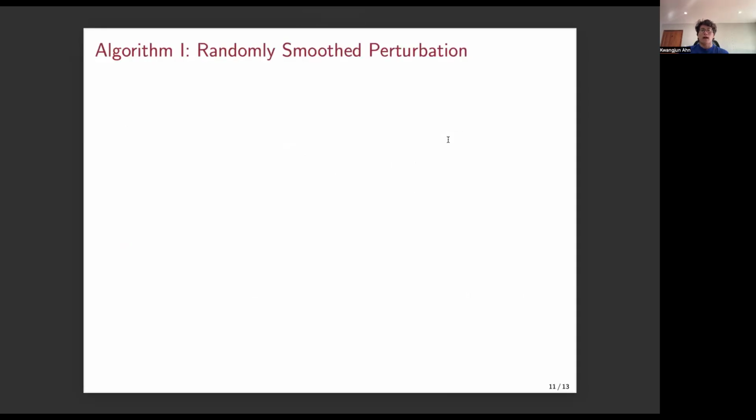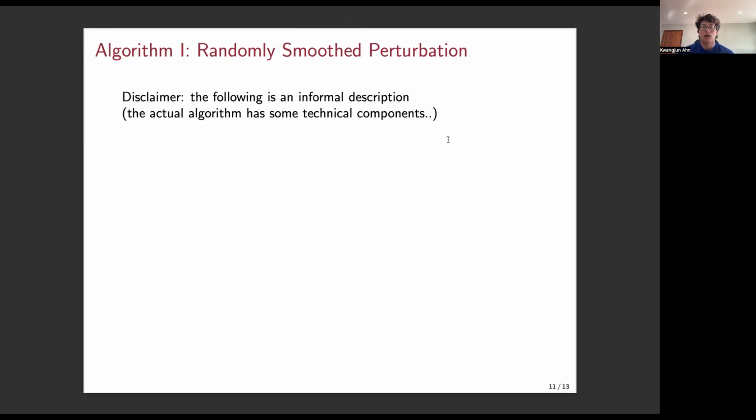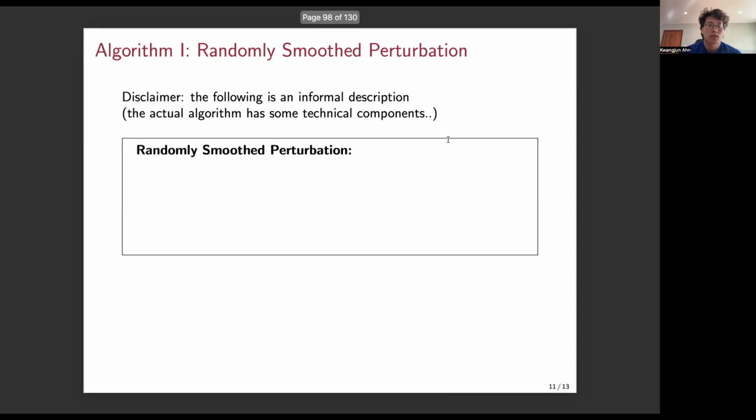So let me move on to what our algorithm looks like. First algorithm for generic training loss is called randomly smooth perturbation. And the description I'm going to provide for this slide and the following slide is informal, and the actual algorithm has some technical components. So for details, please see our paper. So roughly speaking, randomly smooth perturbation algorithm does run GD until it reaches O epsilon neighborhood of the x star.